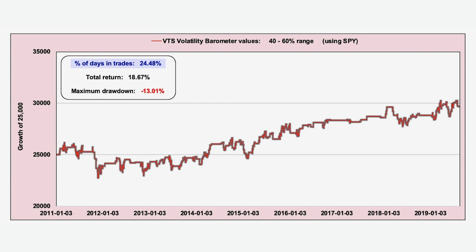You can see that since inception of my volatility barometer in January of 2011, it spent 24.48% of the time in this 40 to 60% section. About 25% of the time it's in this range. And the S&P 500 has been pretty consistent in that range as well. Total return of 18.67%, with a maximum drawdown of only minus 13.01%. So pretty decent, that's why I use it.